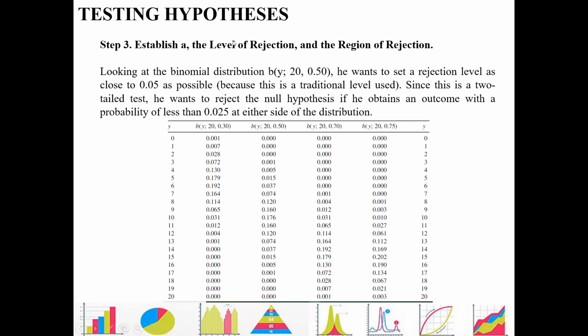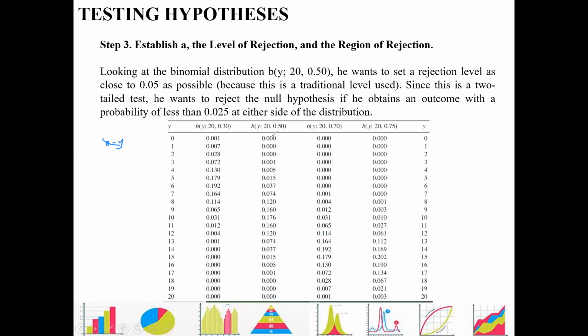Okay, looking at the binomial distribution table, this is already computed. Hindi na natin kailangan mag-compute ng n factorial over y factorial times n minus y factorial, multiplied by the probability of success raised to y, multiplied by the probability of failure raised to n minus y. So hindi na tayo titingin sa ngayon. Kailangan na lang natin tumingin sa distribution table.